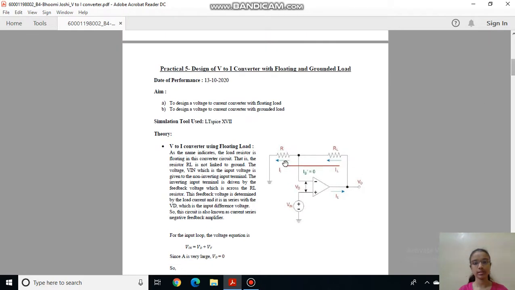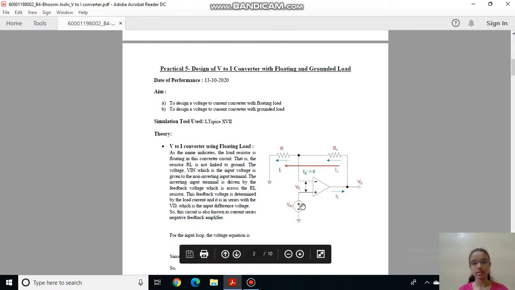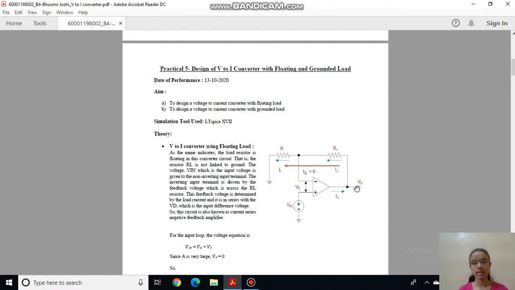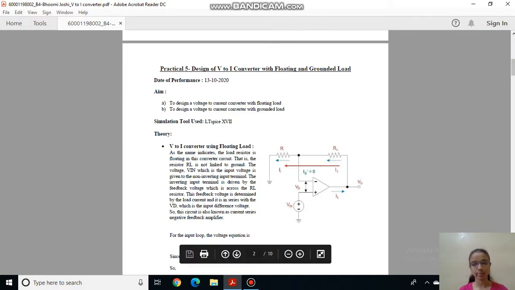So here this is the circuit of V2I converter using floating load. Here as you can see, the input voltage is applied to the non-inverting terminal of an op-amp and output is taken across this RL resistor, which is here a load resistor. As the name indicates, floating load output is connected between inverting terminal and output terminal, so it is called floating load.